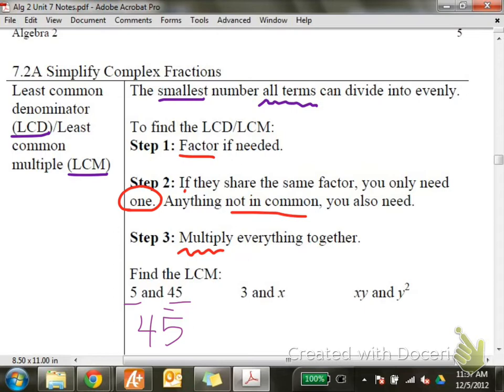So then our next one would be 3 and x. What number do both 3 and x go into? 3x.